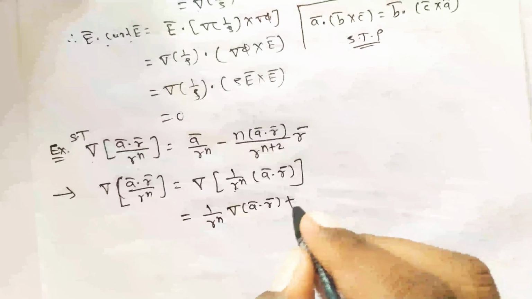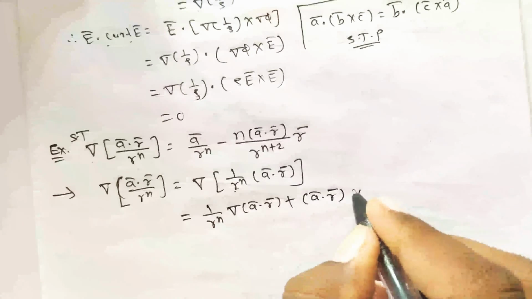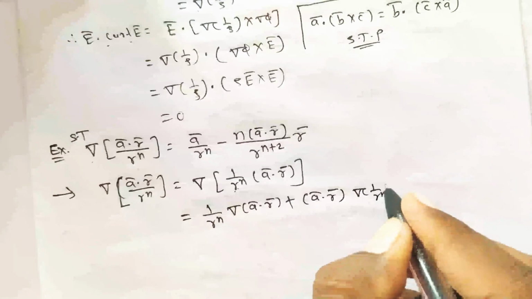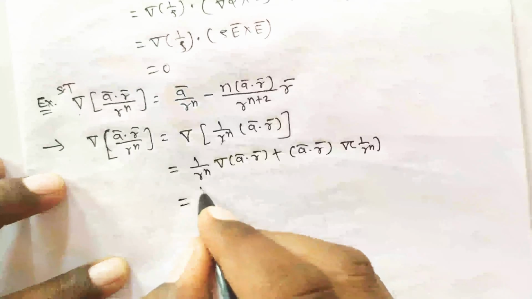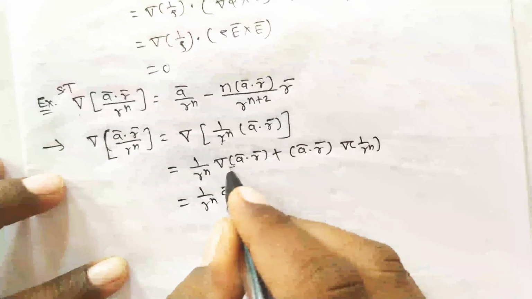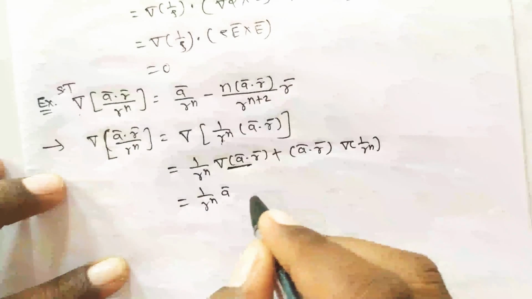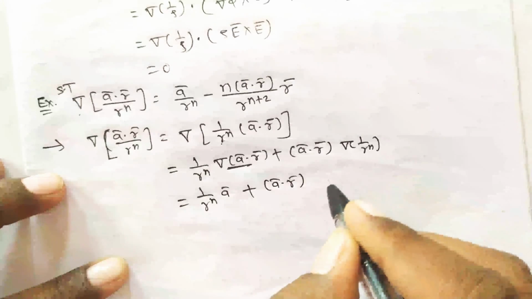Plus v means a bar dot r bar, keep as it is, into del of 1 upon r raised to n, using the u into v rule. We know that the value of del of a bar dot r bar is a bar, that is 1 upon r raised to n into a bar. What is this? The value of this term is a bar, plus a bar dot r bar into del of r raised to minus n.